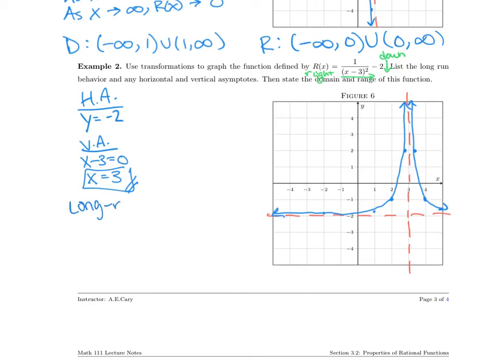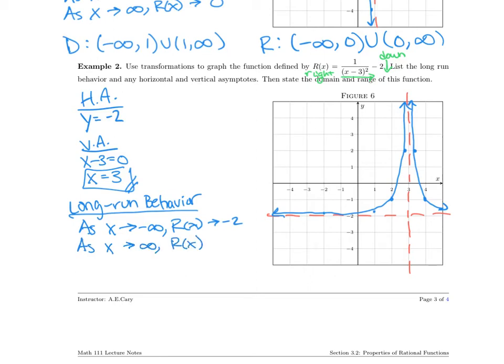So for the long run behavior, again, this goes to the horizontal asymptote, but it's no longer 0. As x goes to negative infinity, r of x goes to negative 2. So we're past 0, it's fine, but we're getting real close to that negative 2. And then we'll have the same thing for our right arrow. So as x goes to infinity, r of x goes to negative 2.